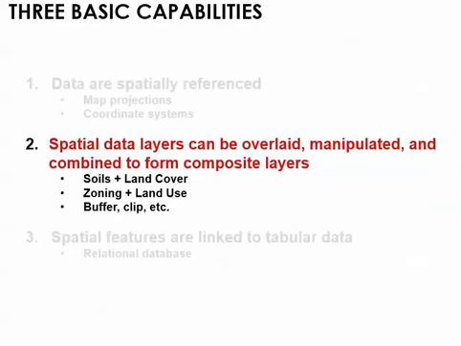The second basic capability of GIS is that spatial data layers can be overlaid, manipulated, and combined to form composite layers. This is a very powerful function of GIS.